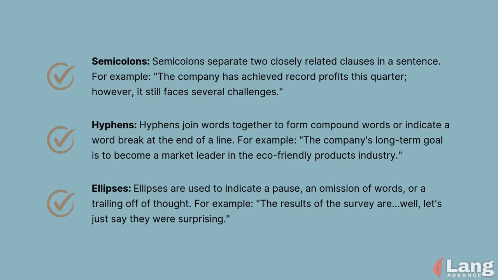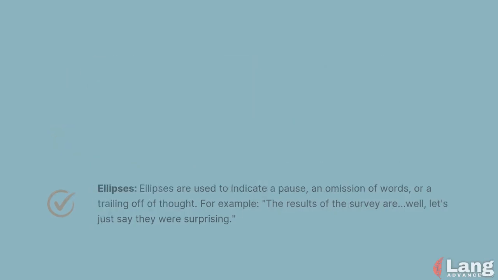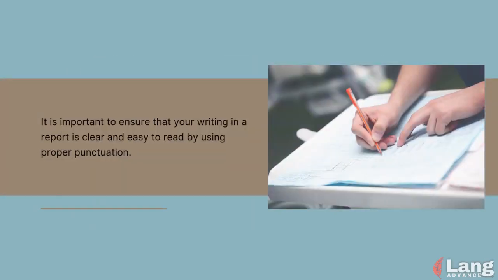Ellipses. Ellipses are used to indicate a pause, an omission of words, or a trailing off of thought. For example, the results of the survey are... let's just say they were surprising. It's important to ensure that your writing in a report is clear and easy to read by using proper punctuation.